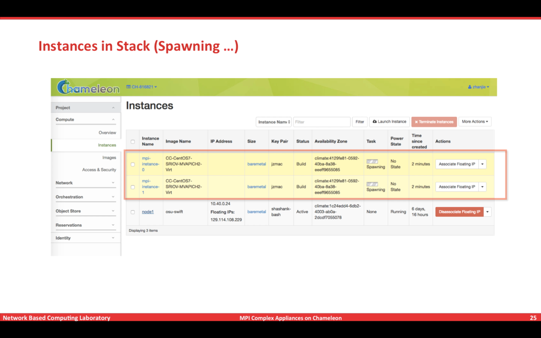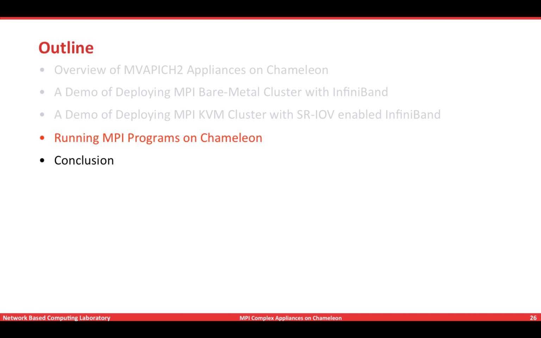And then if you click launch, the 2 bare metal nodes will be deployed, and the status shows that these 2 instances are being spawned. Okay, so through these steps, you have already asked the system to deploy an MPI KVM cluster through our appliance. The system and our appliance will automatically deploy the environment for you. You just have to wait.